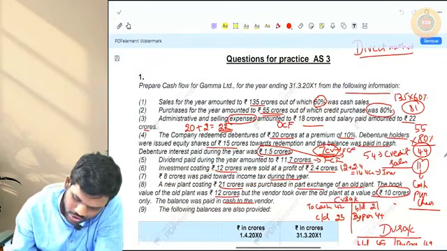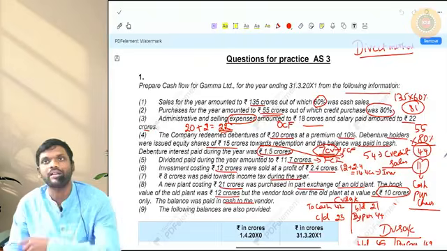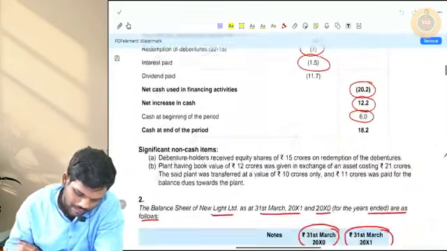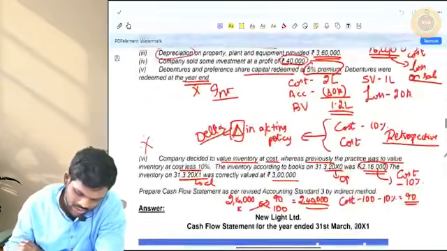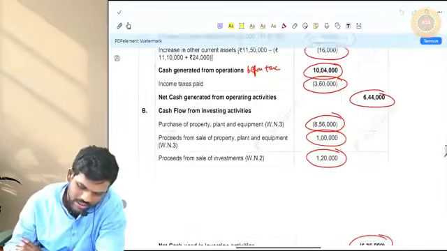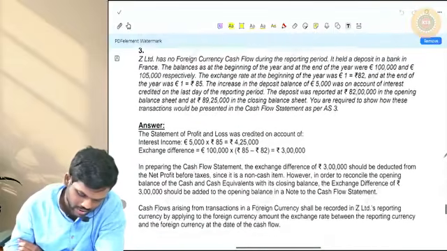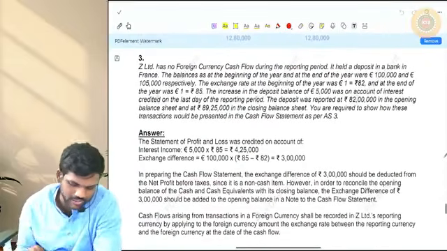This is an illustration on direct method. Ensure you practice one direct method question and one indirect method question as well. The last question is there in your module 1. These two questions are there in your module 3. Last question, module 1, an interesting question. With this we can close cash flow statement revision.